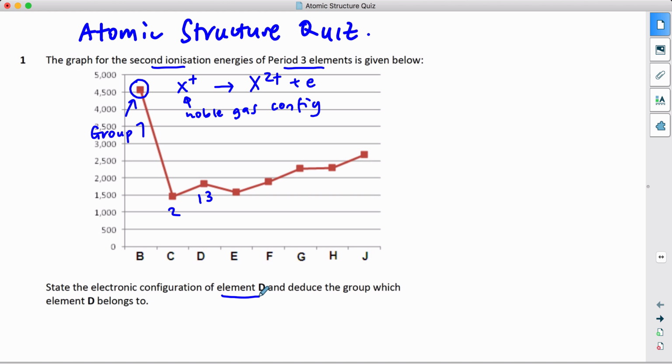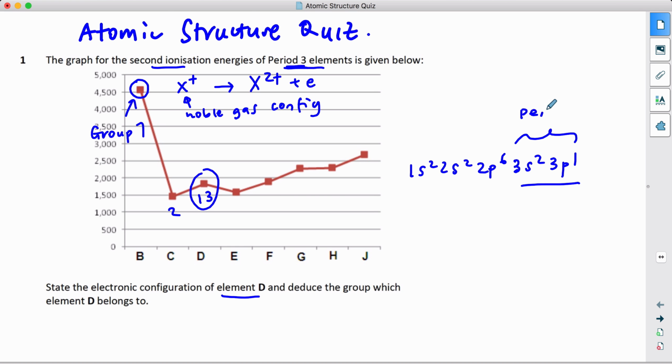Element D is in group 13, and it's also in period 3, and there are only 3 electrons in the outermost shell. Hence it will be 1s2, 2s2, 2p6, 3s2, 3p1. So there are 3 electrons in the outermost shell and it's also in period 3, so this is group 13. Okay, let's look at the next question.